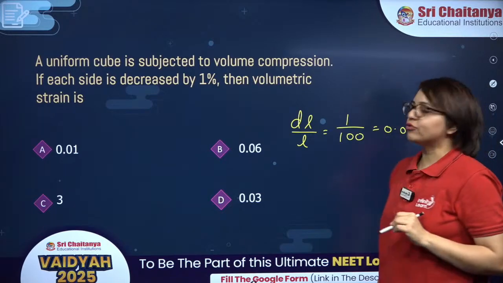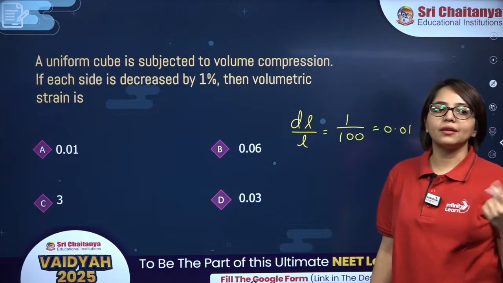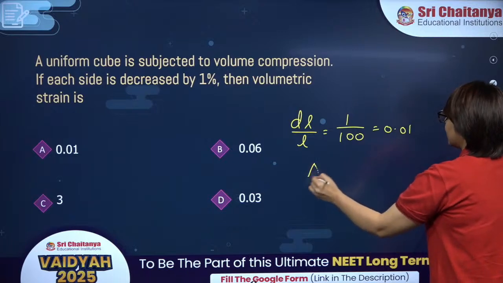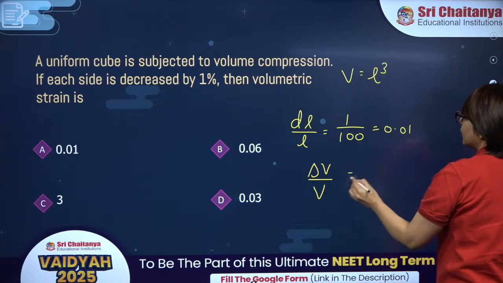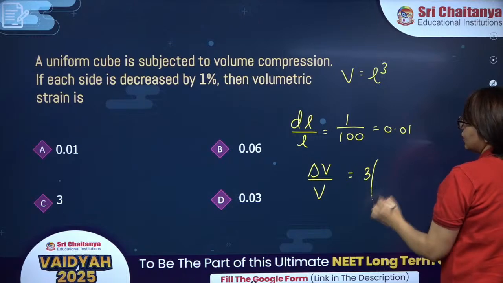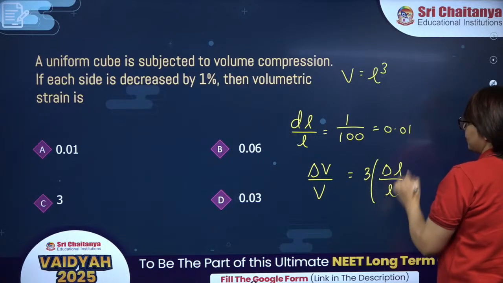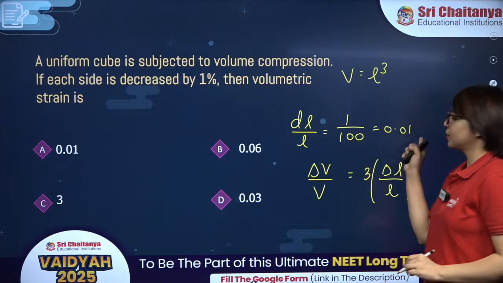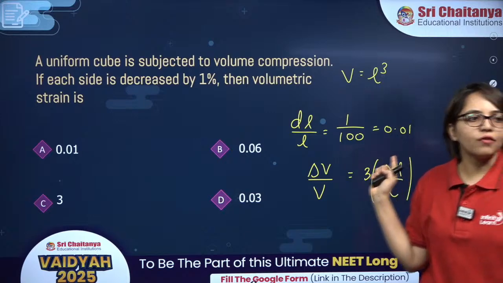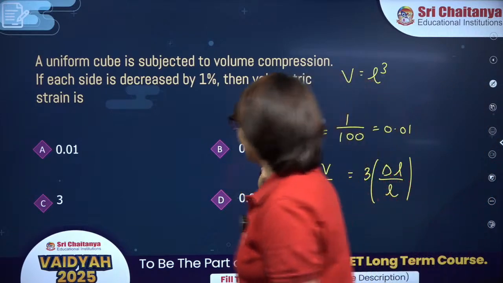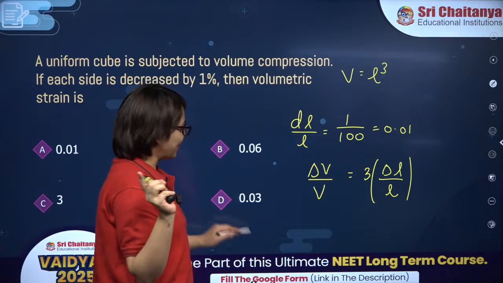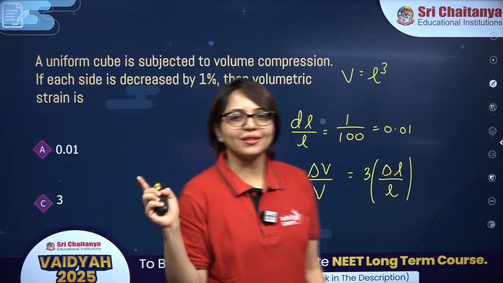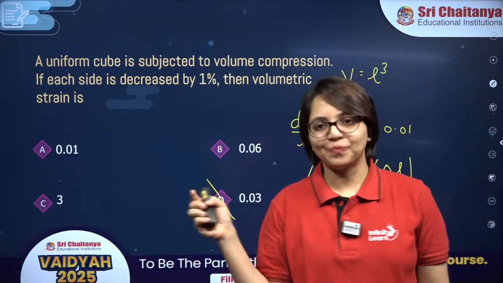Then what is the volumetric strain? So we have to find delta V upon V. Volume is L cubed. So delta V upon V is nothing but 3 times delta L upon L, and delta L upon L is given as 0.01. Try this one. We have option D. Well done, well done. So it is 3 times 0.01, which is equal to 0.03. Well done. Very good.